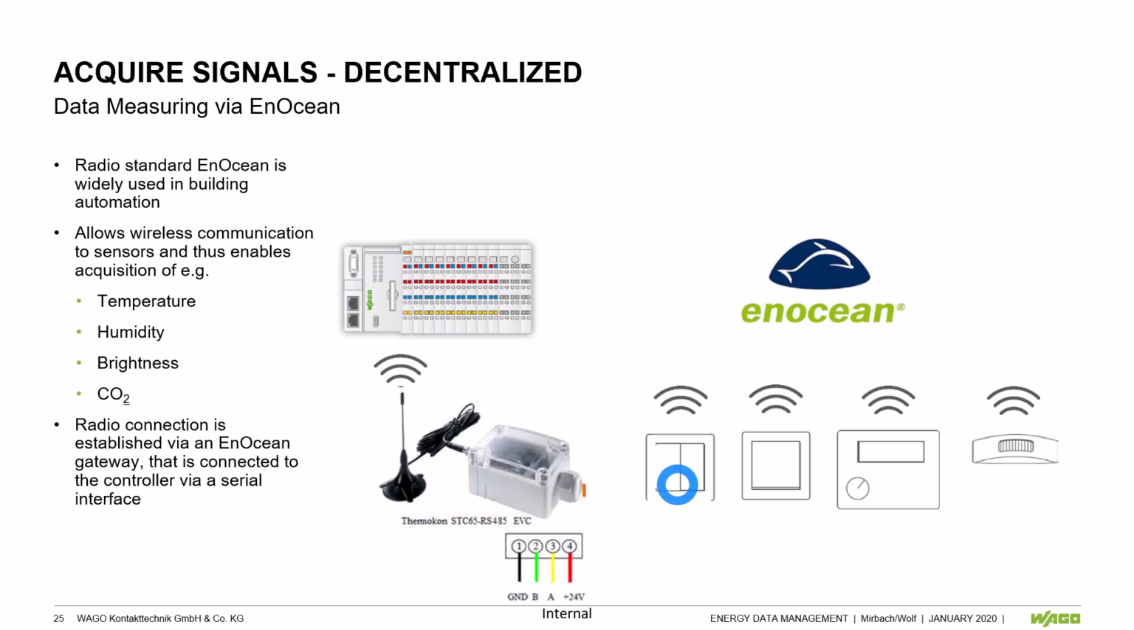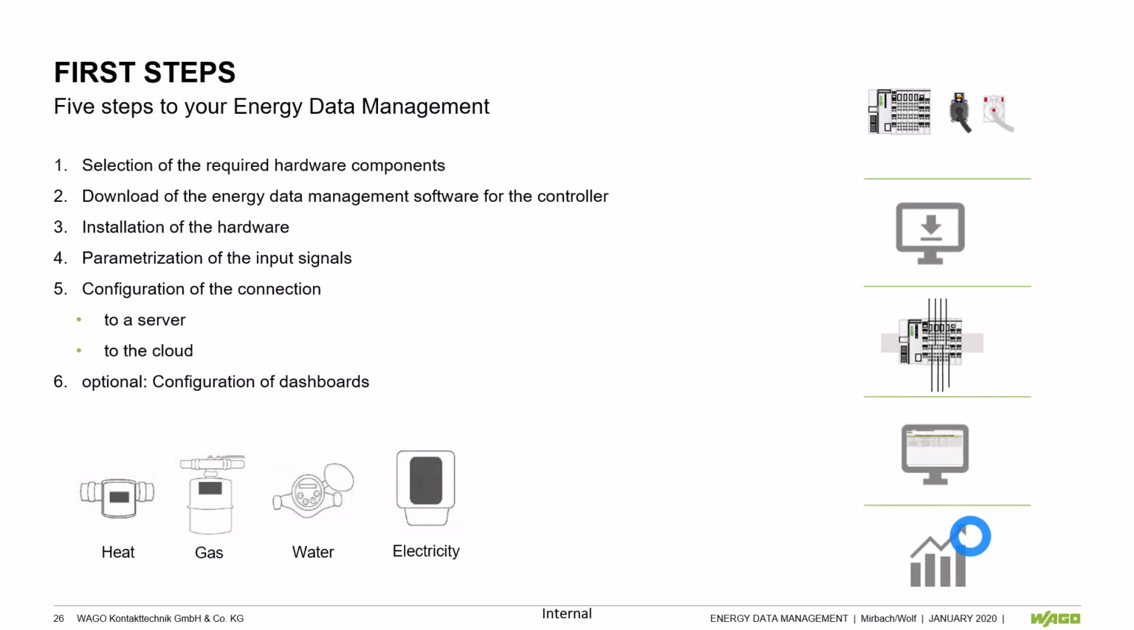This is a sample for EnOcean. If you use room operating panels with EnOcean, you can collect them, but you need a Thermokon antenna from Thermokon or from WAGO and connect it to the RS485 module, the 652. That was in a few words about the hardware and the target of this product, of this application.